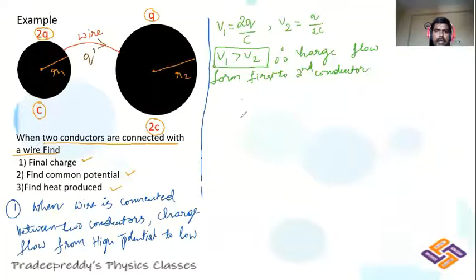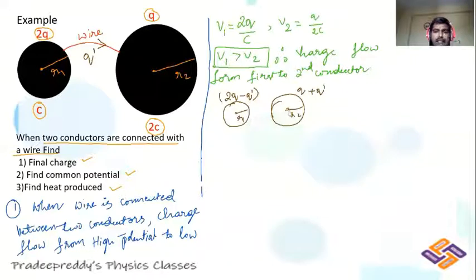When Q dash charge flows out of the conductor, what is the net charge on the small conductor? This is the smaller conductor, R1. It now has charge 2Q minus Q dash. Now you are joining it to the other conductor which has a greater radius, R2. What is the charge upon this conductor now? It is Q plus Q dash. From the first conductor, Q dash charge is lost and transferred to the second conductor. Therefore, its charge is increased by Q dash. That is a very interesting thing.